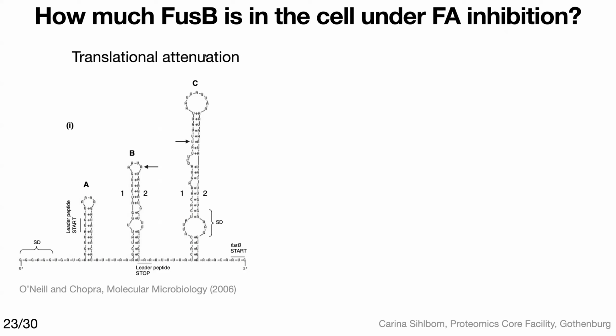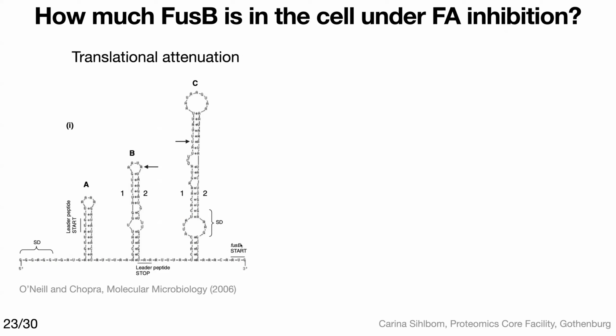For this clinical strain, the expression of FusB, so how much is produced, is controlled by what is called translational attenuation. This works through the secondary structure of the messenger RNA that the ribosome has to bind to and then translate. In bacteria, ribosomes recognize what is called the Shine-Dalgarno sequence, or SD, that I'm showing here. They have to recognize this, and then they can translate what comes next.